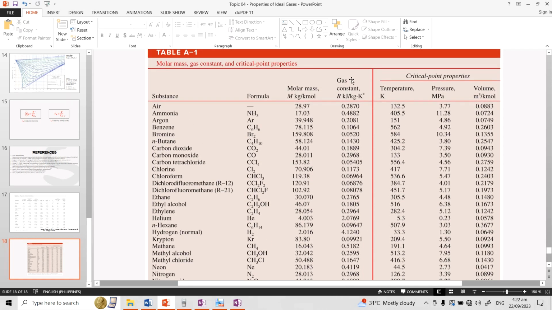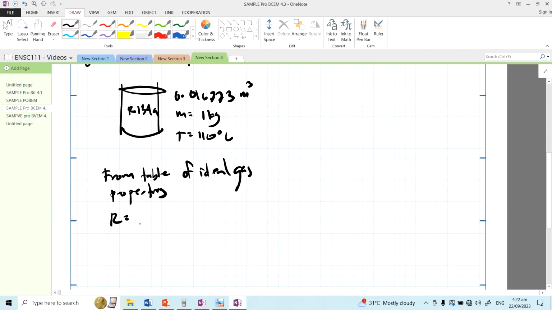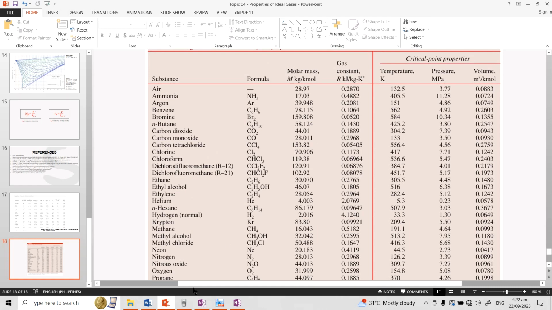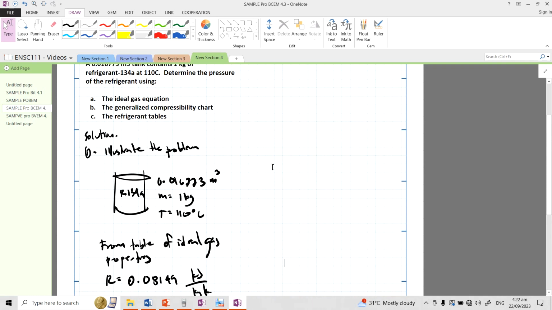This column is the specific gas constant. So for R134A, it is 0.08149 kilojoules per kilogram K. Okay, so now we can apply the ideal gas equation.